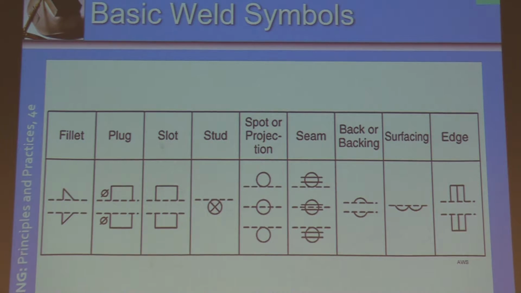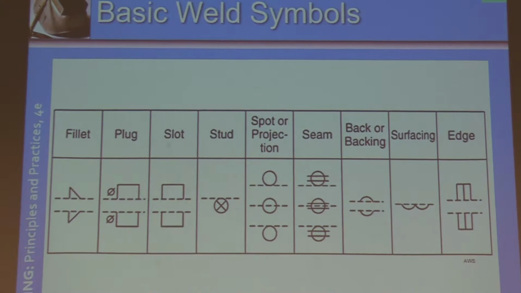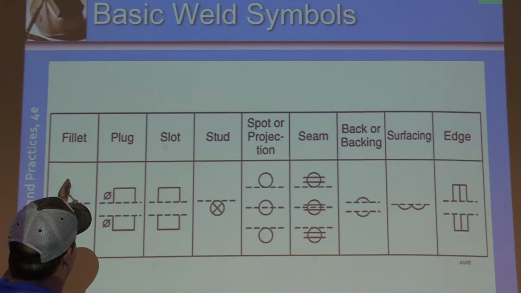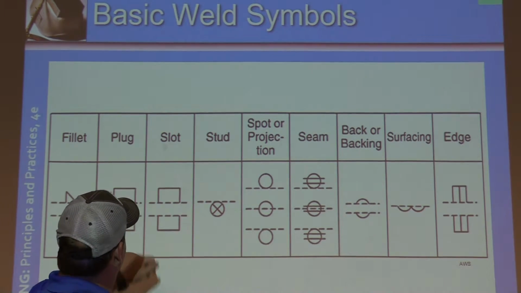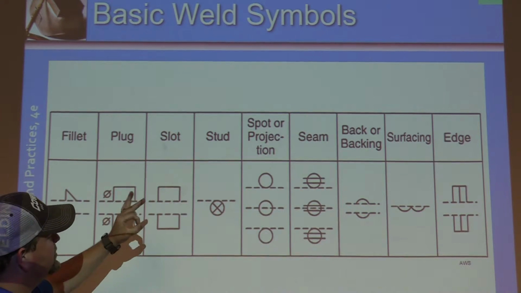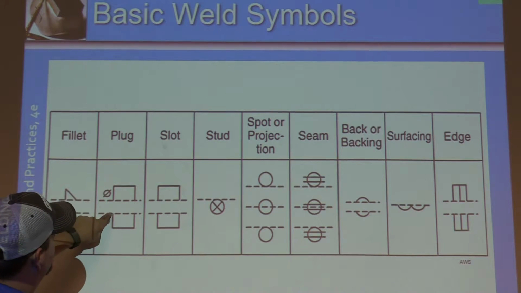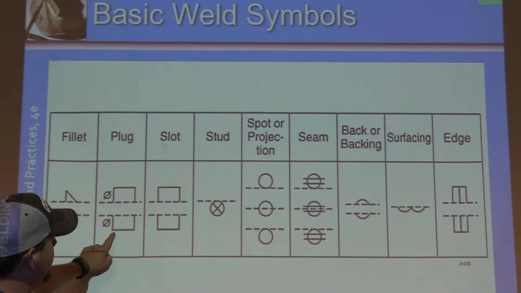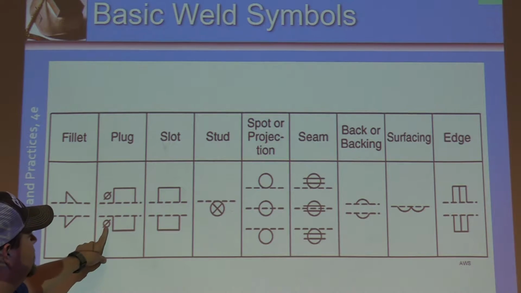Basic weld symbols as well. We have a fillet weld. Fillet weld is a right triangle shaped weld. The left hand always on the straight side. A plug weld. Plug weld means it's circular. So when we see circular, the reason we know the difference between the plug and the slot: right here, we have a diameter circle symbol.